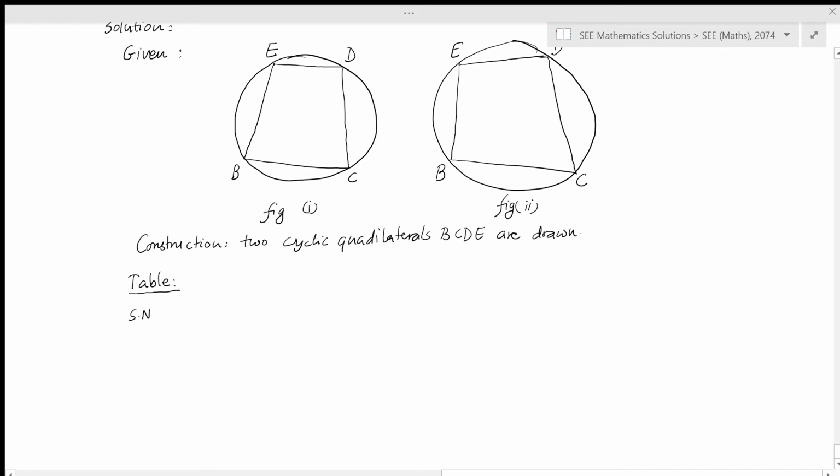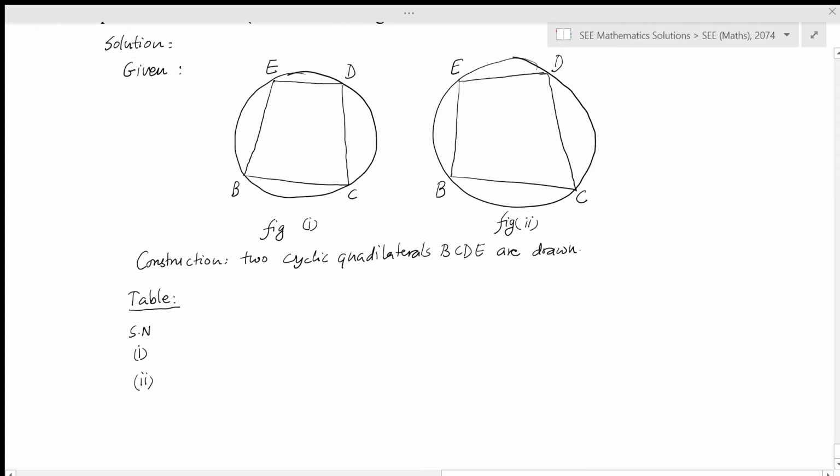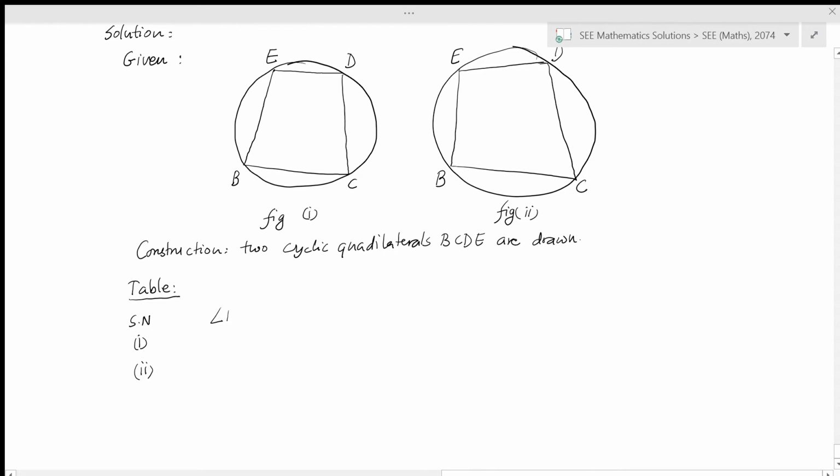So you write SN, there are two figures, so it will be figure 1 or figure 2, or simply write first and second. And since we have to find the relation between the opposite angles, we write the measurement of each angle: angle B, angle C, angle D, angle E, and using a protractor you can measure these angles. All right, so say this angle B for the first figure is for your figure, because it depends on your figure. These values of BCDE will not be the same. So if I write 60 degrees, you might get 65, 70, 80, 120, whatever figure you have drawn.